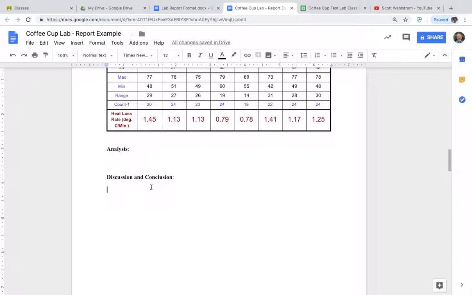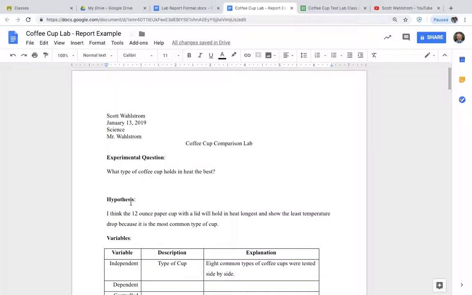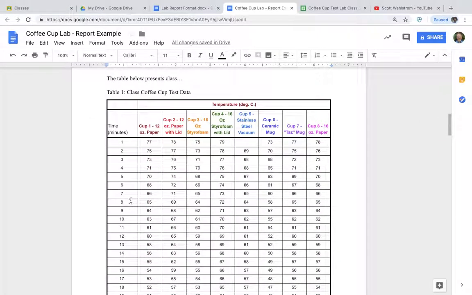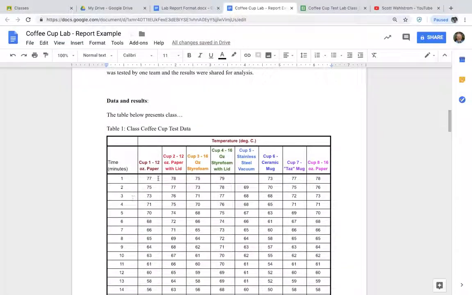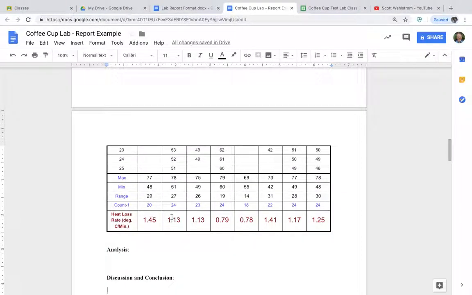All right, finally, your discussion and conclusion. This is where you're simply going to discuss the question. Remember, you have a question right up here at the beginning of the lab. There we go. The experimental question and your hypothesis. So first start off with the experimental question. What type of coffee cup holds in the heat the best? You're going to look over these options and say, well, it's probably got something to do with cups that have lids, because both cups with lids outperformed the most similar cup without the lid. You'll notice these are both paper cups here, but the lid really knocked down that heat loss rate. And then you get styrofoam and styrofoam with a lid, and again, that brought it down the least.